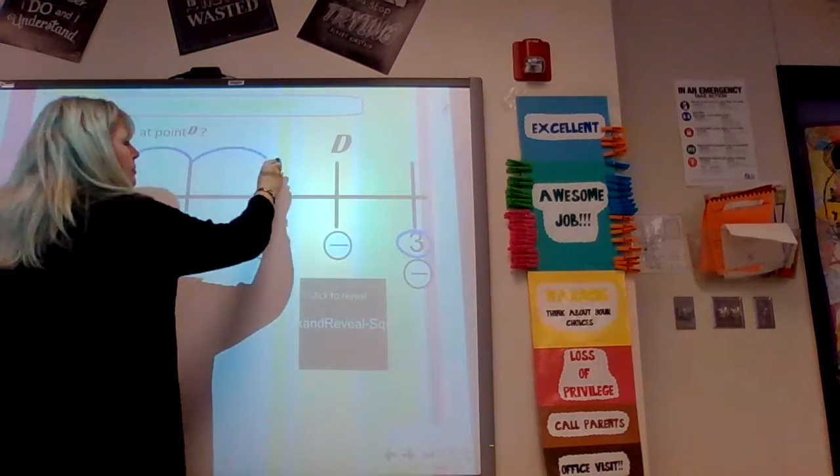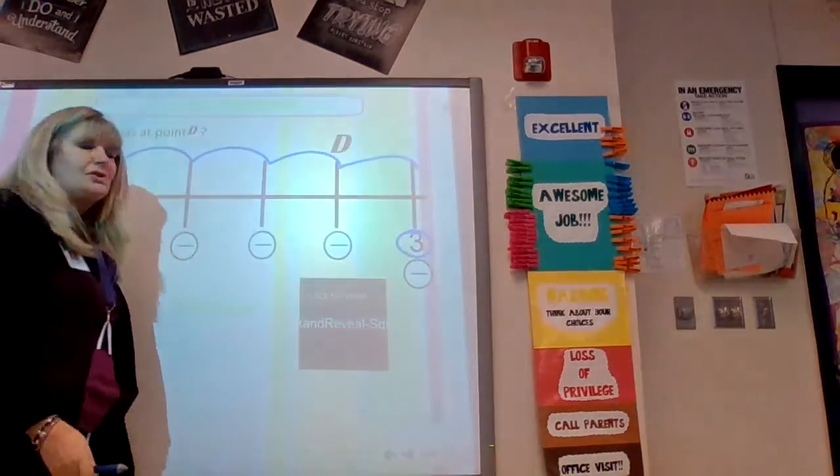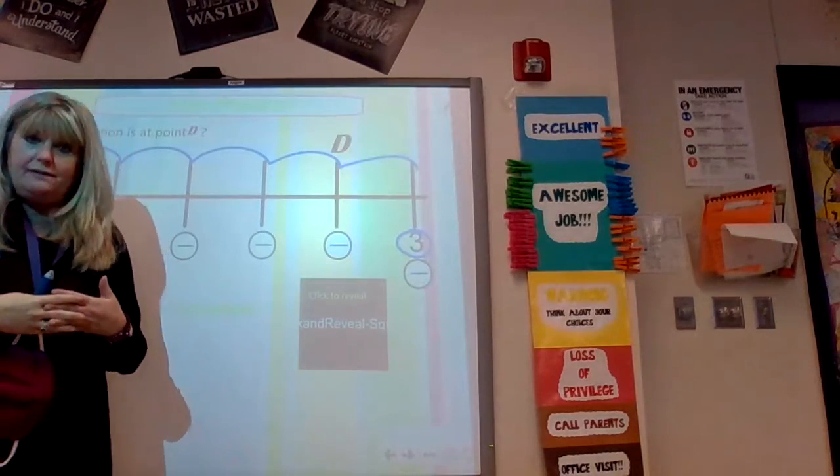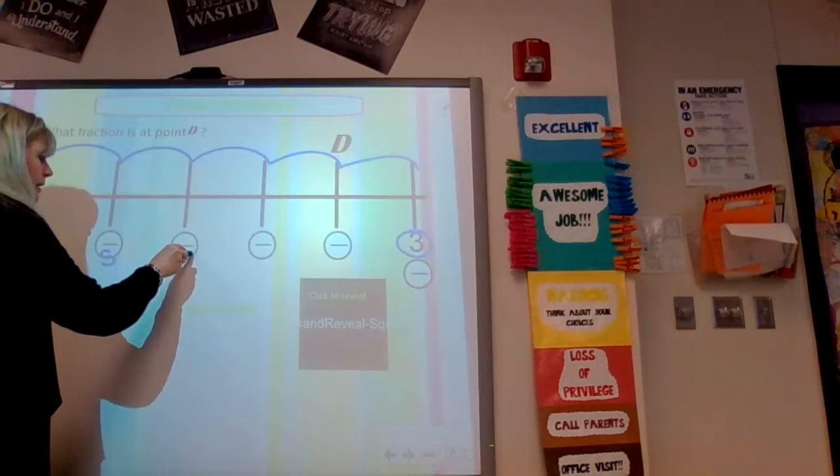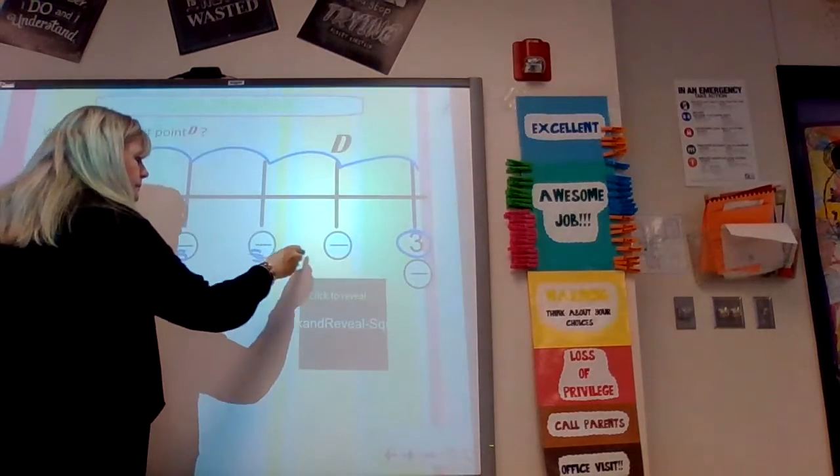What's my next step? I'm doing my hops. 1, 2, 3, 4, 5. So that tells me my denominator is in fifths. Now I'm going to go in here and put my denominator.